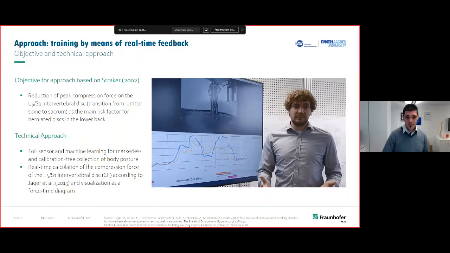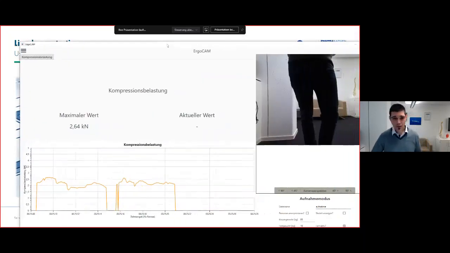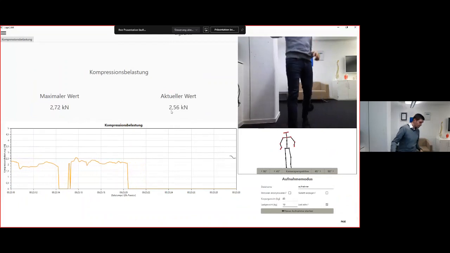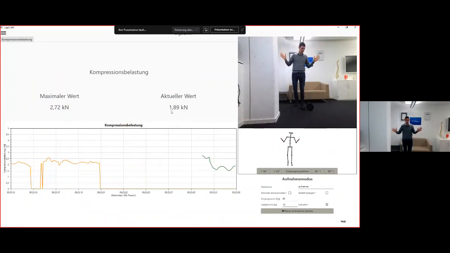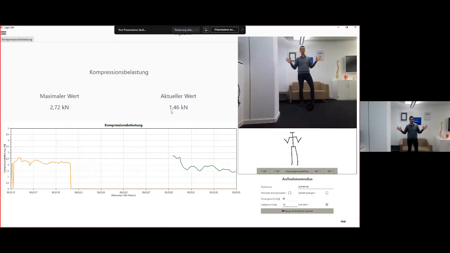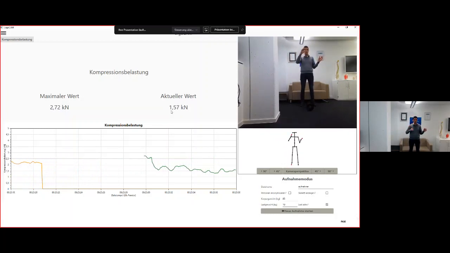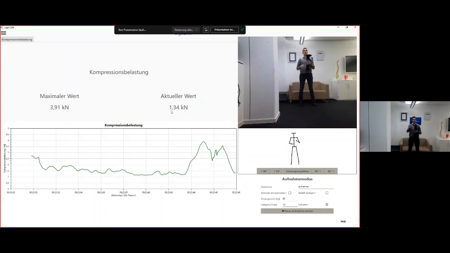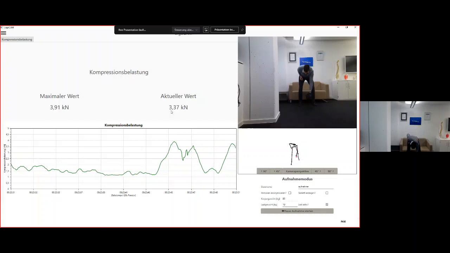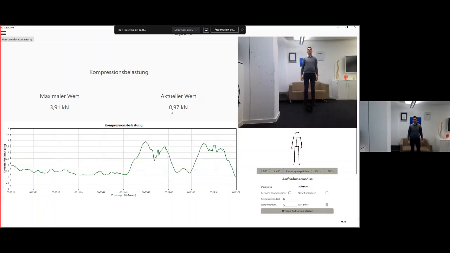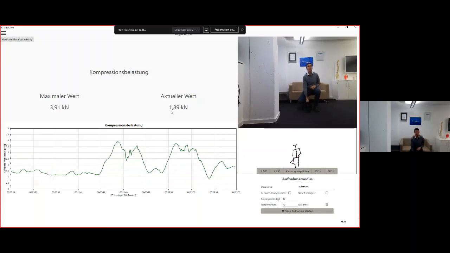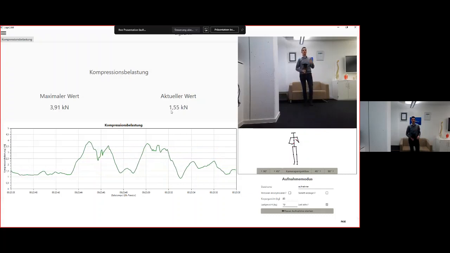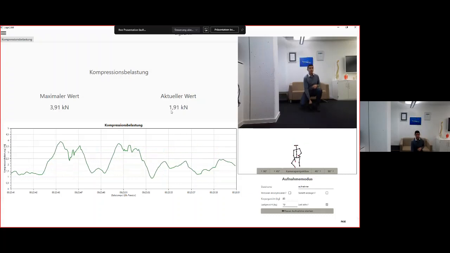So I will show you this now. Here, as you can see me now, I'm tracked. You can see the maximum value of the compression force and the actual or current value. Now if I go like this and handle this load here, you can see the diagram is going up. And if I take another, maybe a better technique, like a straddle technique, the diagram, or the value, is low.